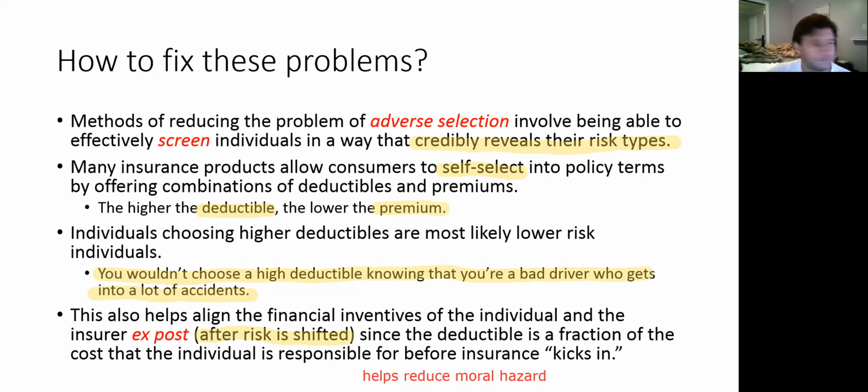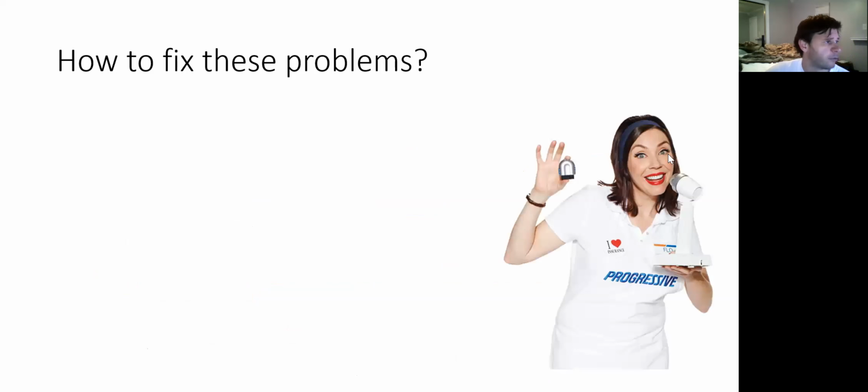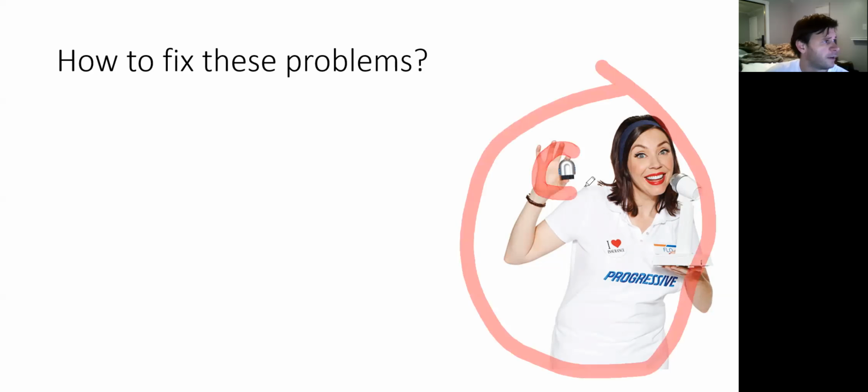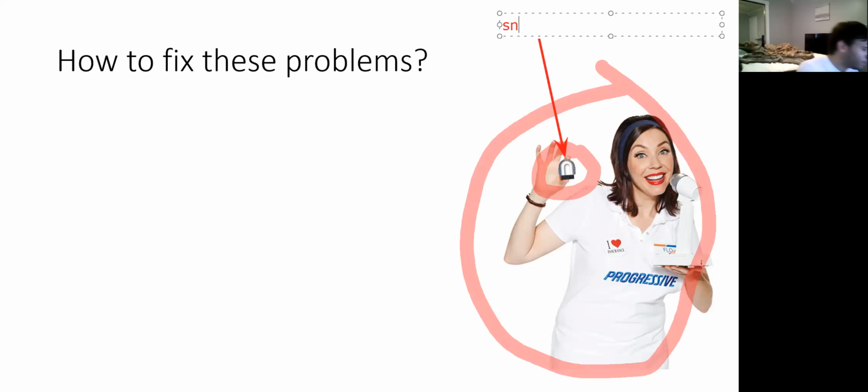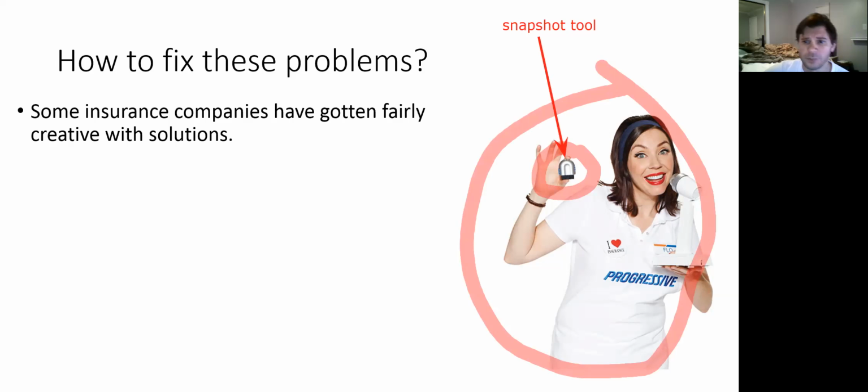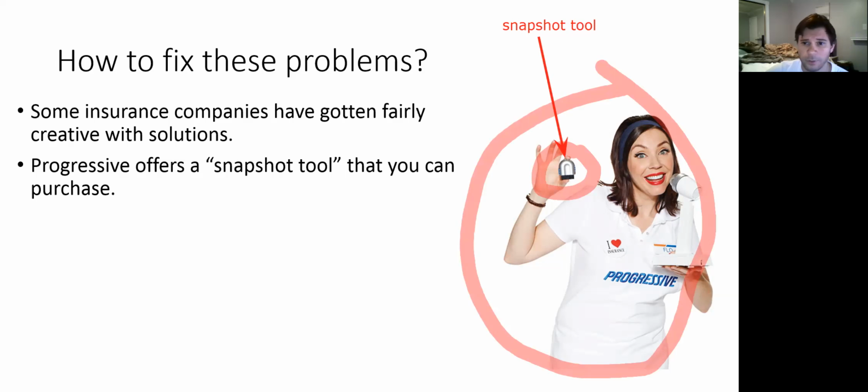Okay, so let's go ahead and talk a little bit about a couple other ways that we've seen these problems fixed. There's been some creative solutions put forth by a couple companies. You might remember this lady here, Flo, from the Progressive commercials. She's pretty funny. But she's holding in her hand here something that is referred to as the snapshot tool. You might remember this if you watch a lot of TV and you've seen these commercials. But this is a pretty creative solution. Progressive offers this snapshot tool that you can purchase.